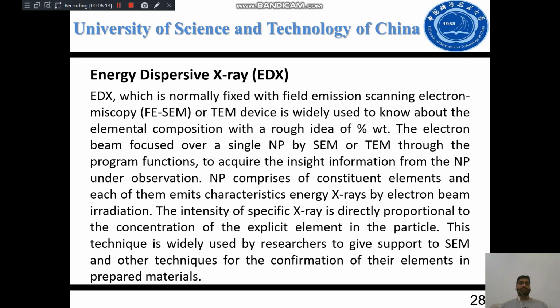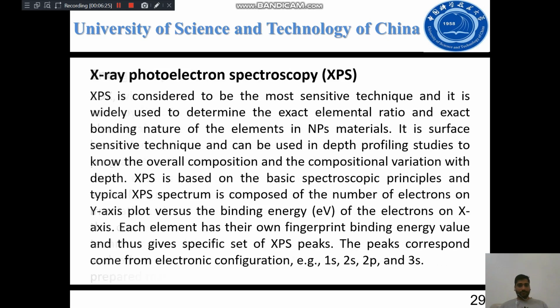Energy dispersive X-ray is normally fitted in scanning and field emission electron microscopes and TEM, and is widely used to obtain the elemental composition or a rough idea of the percentage weight. X-ray photoelectron spectroscopy (XPS) is considered the most sensitive technique, and it is widely used to determine the exact elemental ratio and exact bonding nature of the elements in nanoparticles. It is a surface sensitive technique and can be used in depth profiling studies to know the overall composition and compositional variation with the depth.